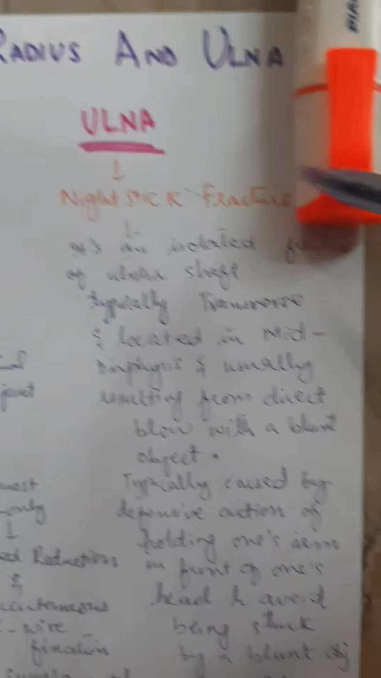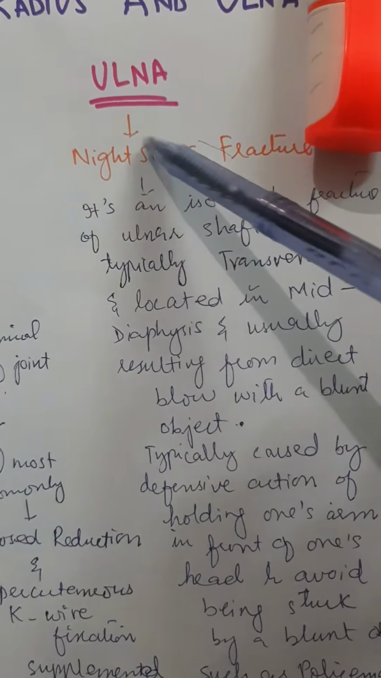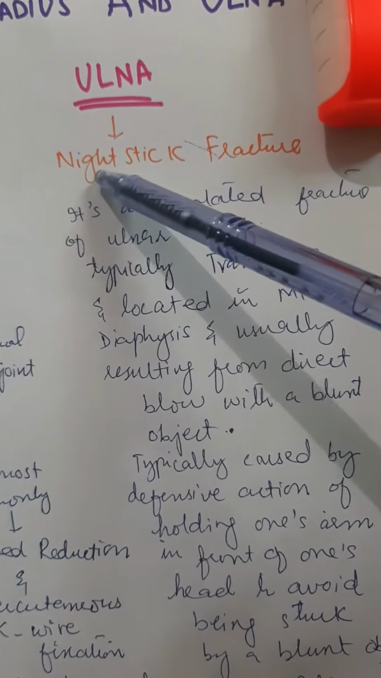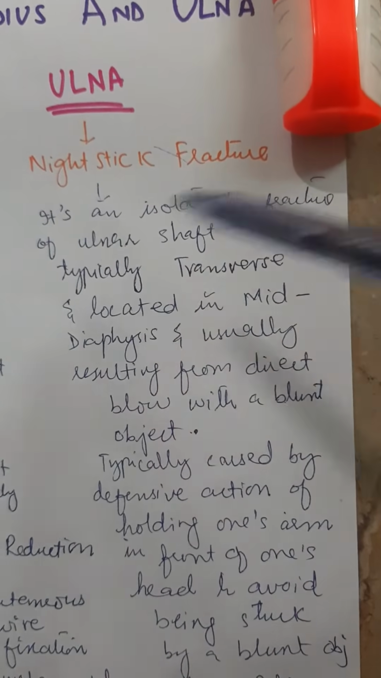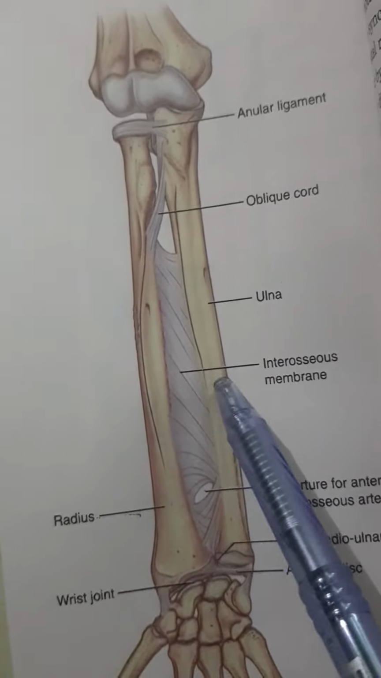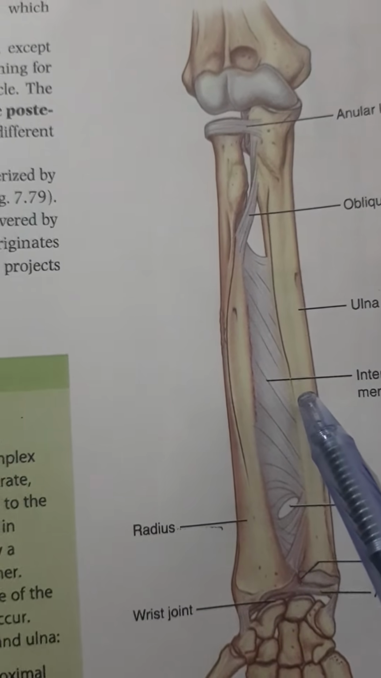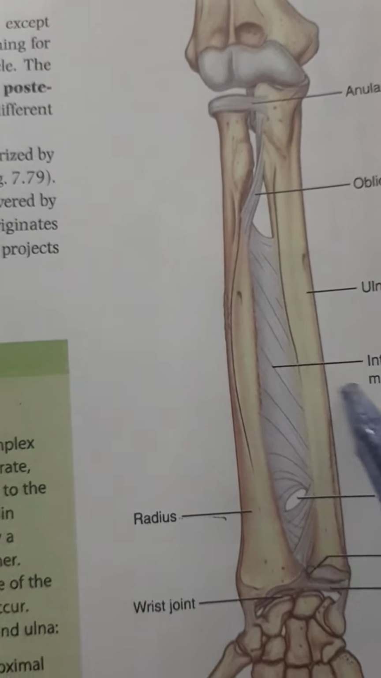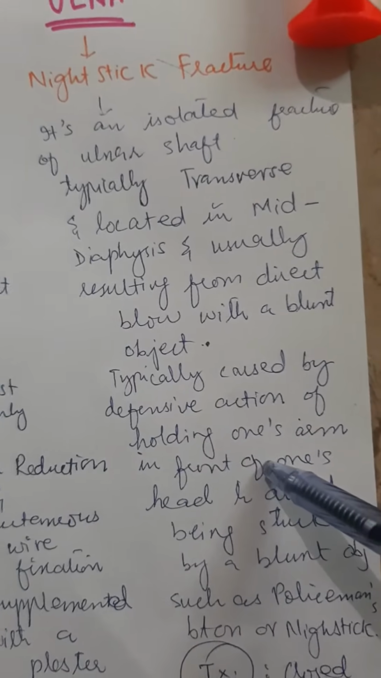Now comes the ulna. Its fracture is called nightstick fracture. It's an isolated fracture of the ulnar shaft. It occurs in the mid diaphysis and is usually transverse and non-displaced, and it results from a direct blow with a blunt object.